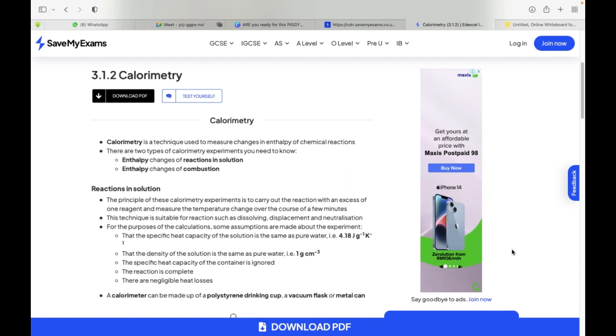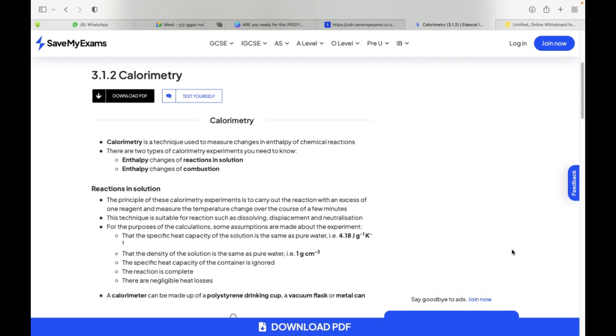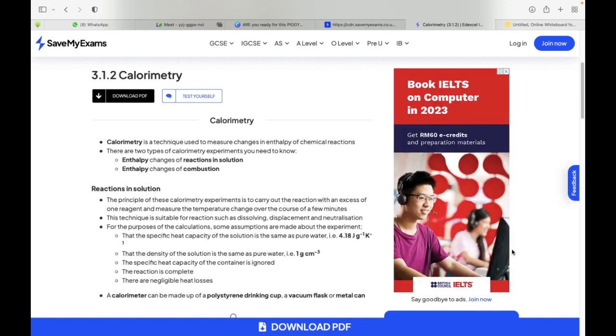Calorimetry is just a technique that is used to measure changes in enthalpy of a chemical reaction. It is a technique we normally use to measure the energy change in any chemical reaction. There are two major types of experiment that we normally do with this calorimeter, called calorimetric experiments. One is the enthalpy changes of reaction in solution, and the second one is the enthalpy changes of combustion.